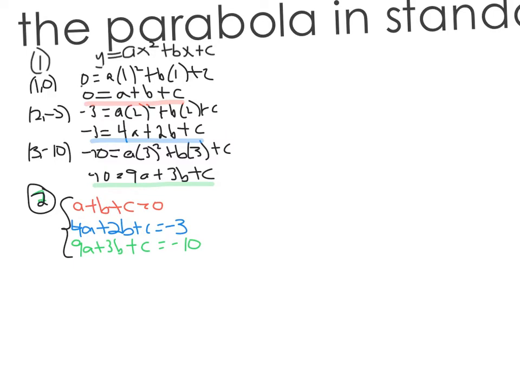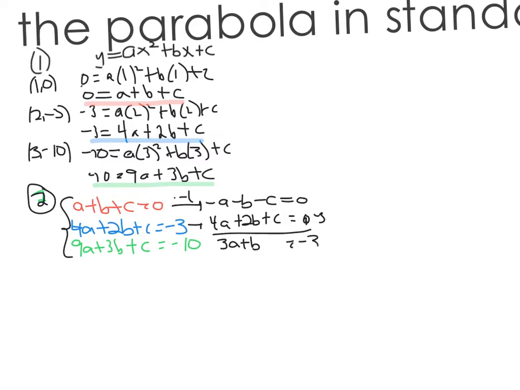With that being said, I'm going to multiply equation 1 by -1, and I'm going to rewrite equation 2 directly below it. Now let's add the two equations together. Notice we have 3a plus b equals -3. This becomes our new equation 2.